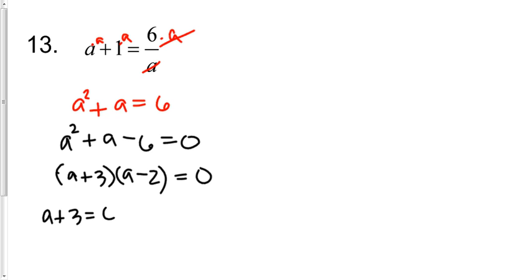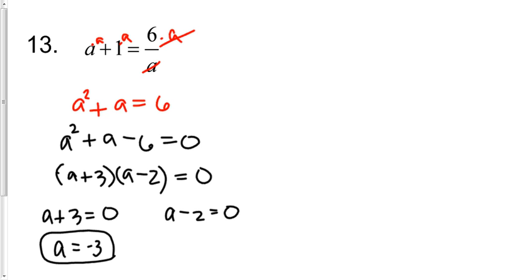So a plus 3 equals 0, a minus 2 equals 0, and that means there's two solutions. a could be negative 3, or a could be positive 2. Both would work in the original equation.